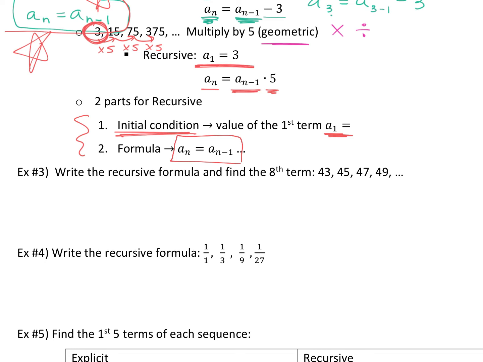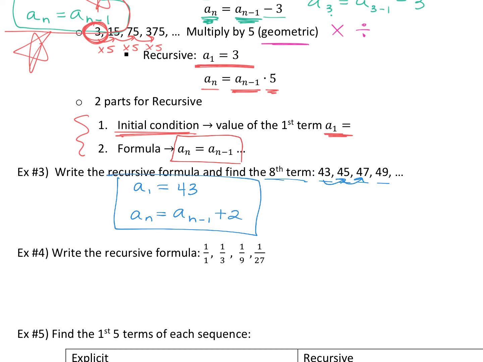So here's my advice to you. When it says write the recursive formula, right off the bat, write this: a sub 1 equals, a sub n equals a sub n minus 1, because that will never change. That's the start of our recursive formula. And then it says you have 43, 45, 47, 49. So what is a sub 1? 43. And a sub n equals a sub n minus 1, what? Plus 2. What are you doing to get to the next one? You are adding 2. So this is your recursive formula.